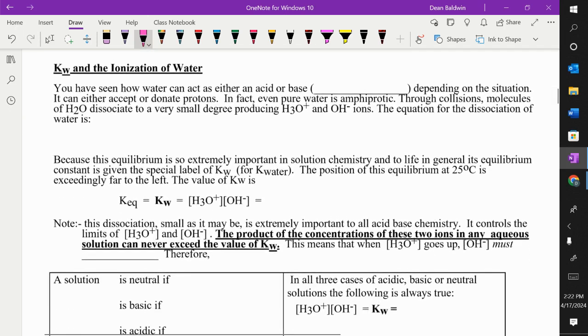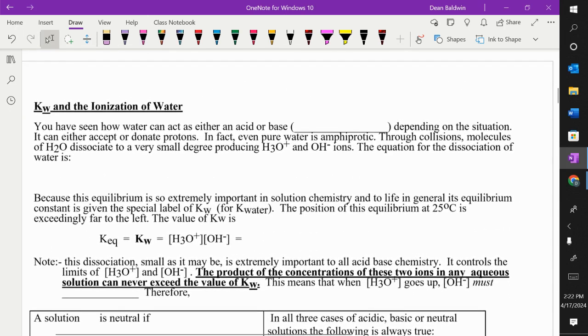All right, ionization of water. So, water can act as an acid or a base. What do you call something that can act as an acid or a base? Amphiprotic. Perfect. You can accept a proton or donate a proton. So, because water can accept or donate a proton, water by itself.